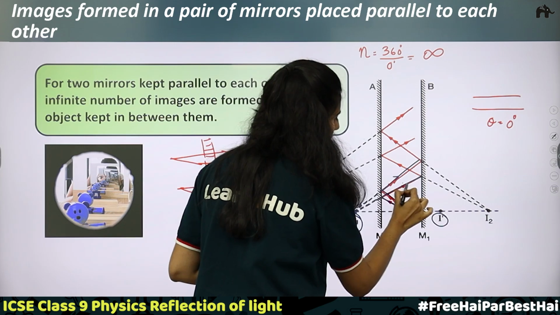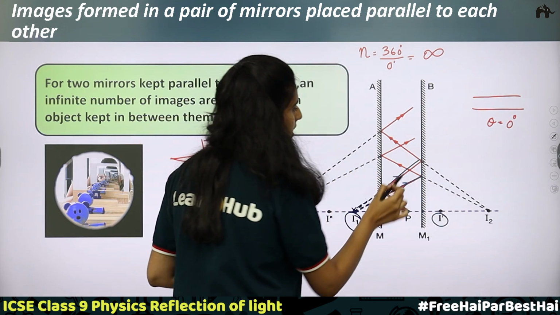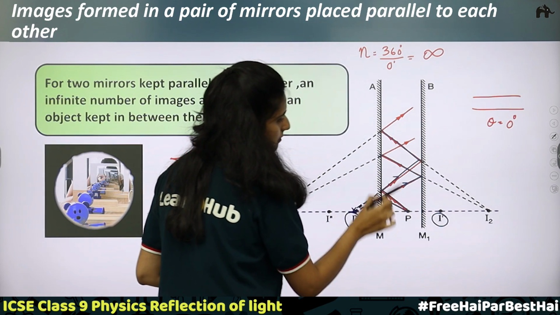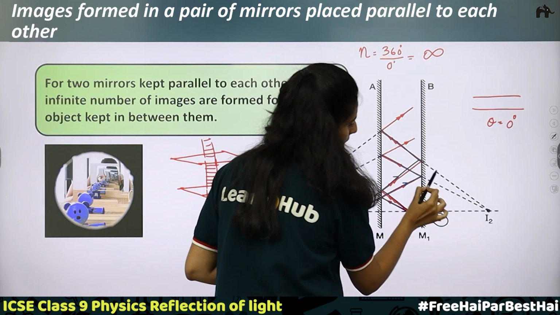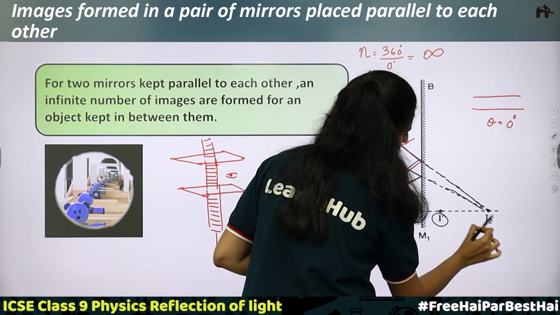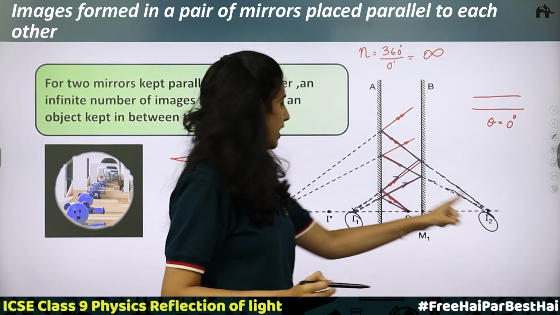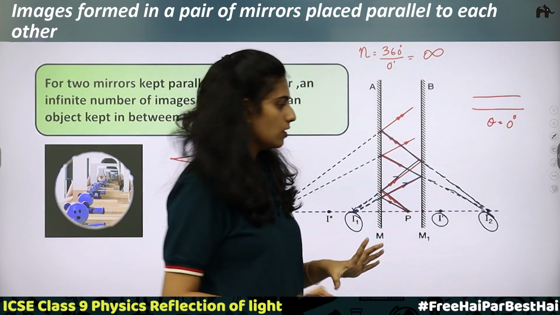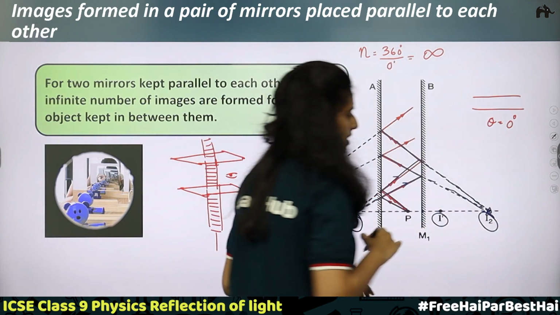What happens after reflection? These are the incident light rays. After reflection, this is the first ray, this is the second ray. These reflected rays can be extended backward, and they are meeting at a point I2. So, the image of I1 is formed here, that is I2. A virtual image is formed.